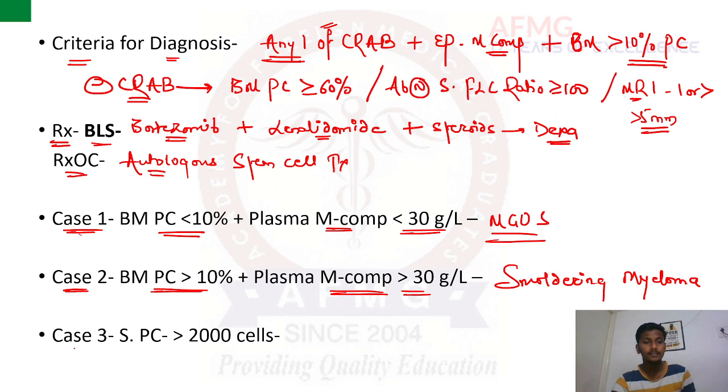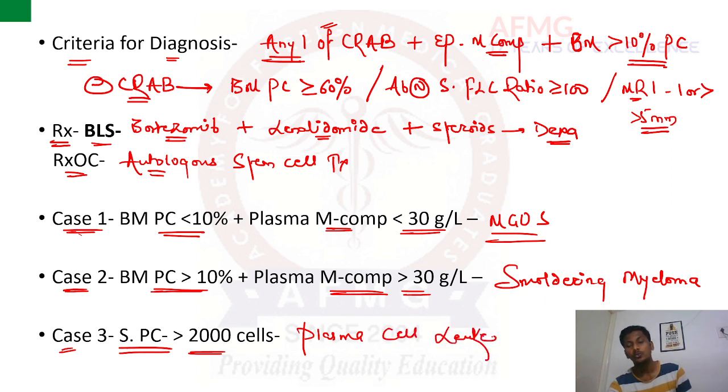Whereas the third case can be, there is no mention of any myeloma defining events, no bone marrow plasmacytosis, no M component in plasma. Only they have given that the plasma cell count in the serum is more than 2000 cells. Then this condition is diagnosed as plasma cell leukemia.